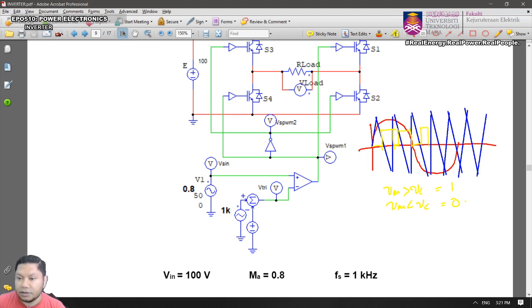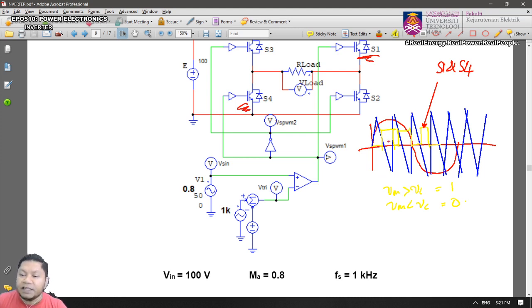Okay, proceed. So this waveform will be connected to S1 and S4. Look at that, the output will be connected to S1 and S4.